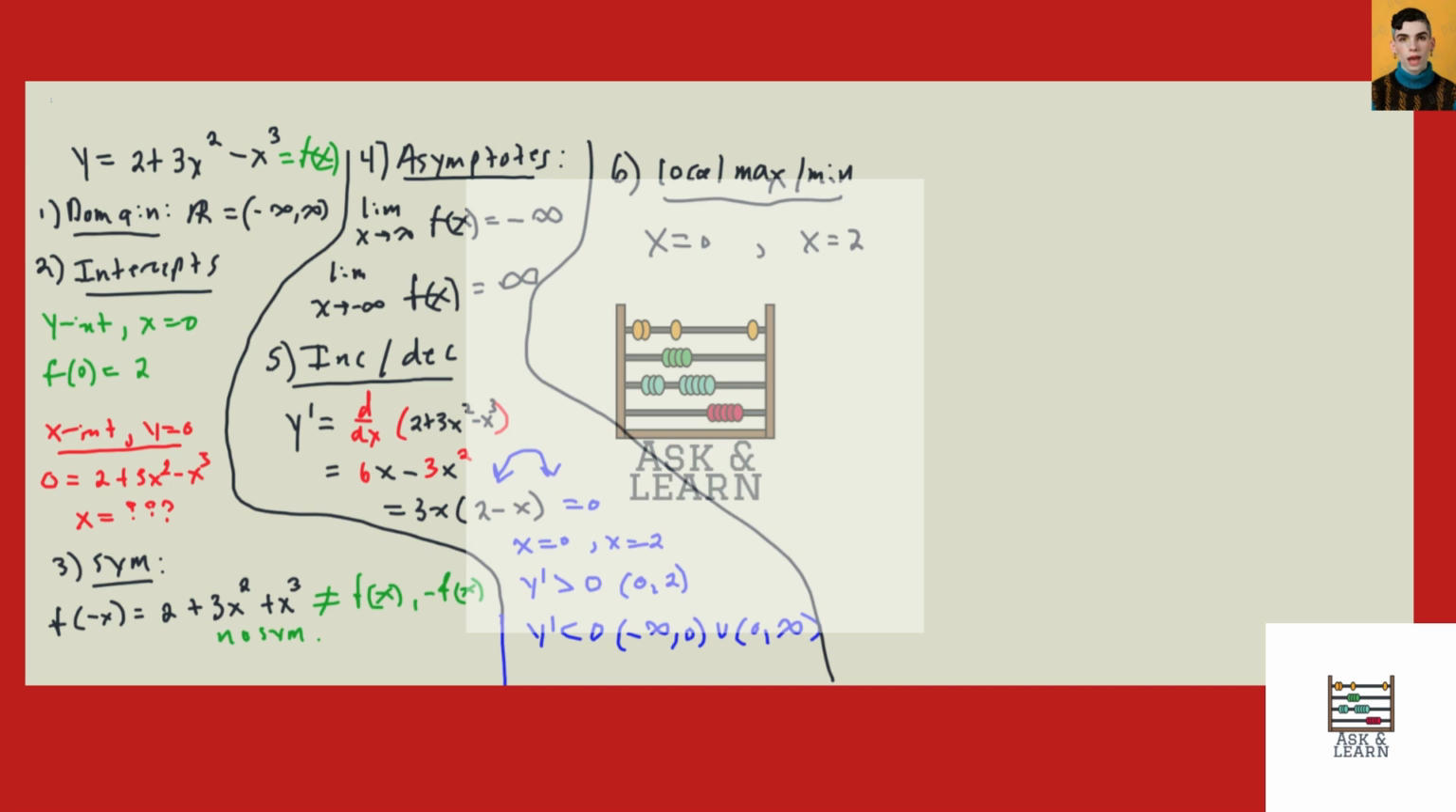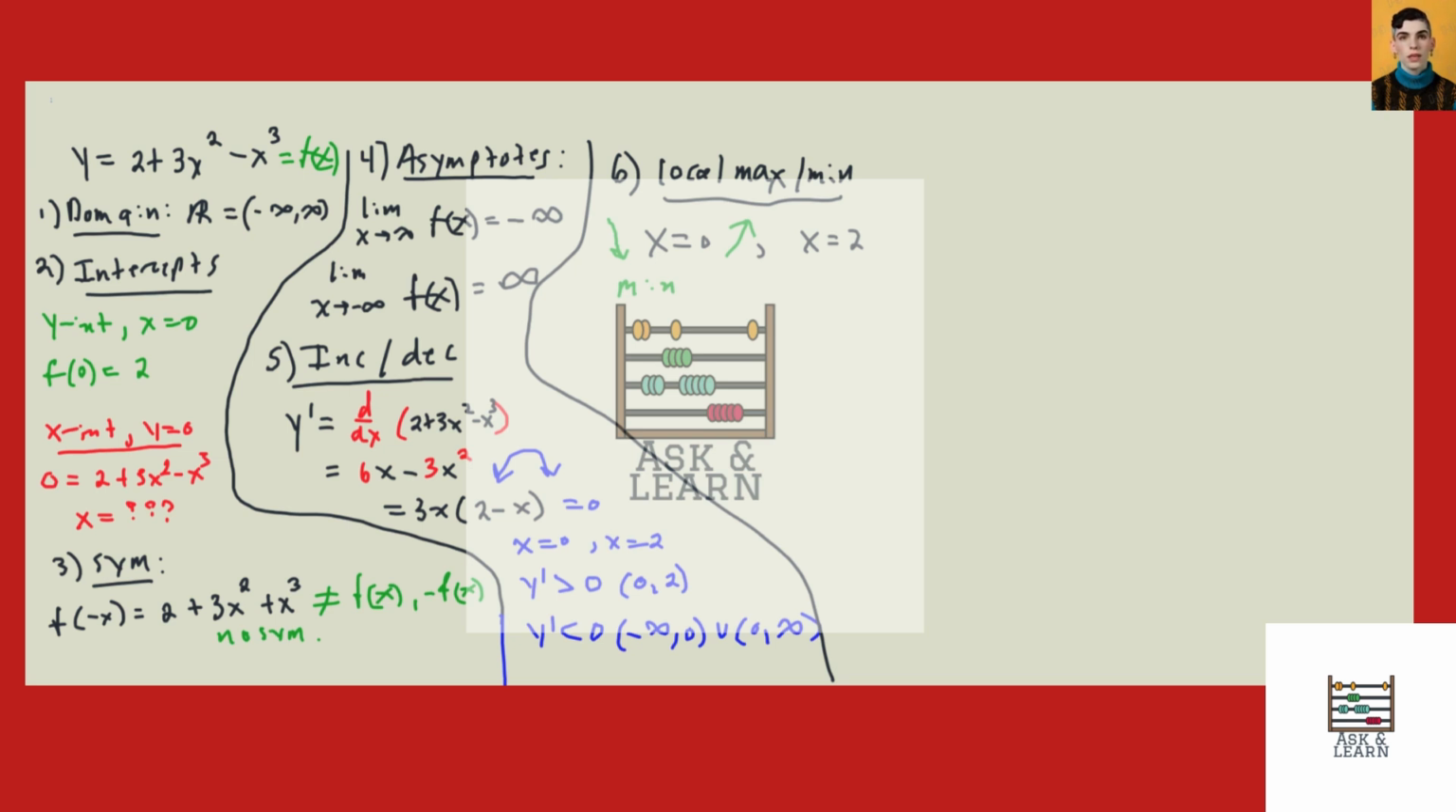Before we get to 0, so from negative infinity to 0, the function is decreasing. So to the left of x is equal to 0, the function is decreasing. And then on 0 to 2, the function is increasing. So this tells us x is equal to 0 will be a minimum.